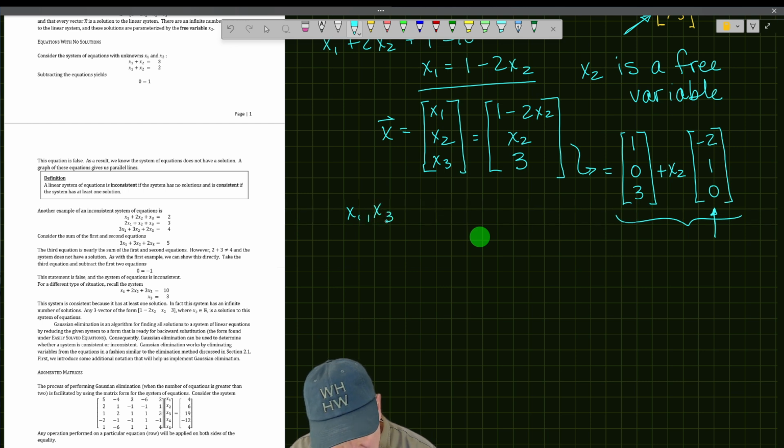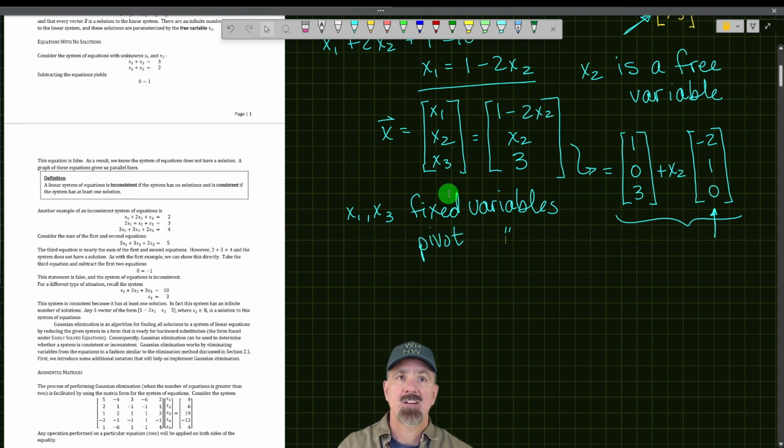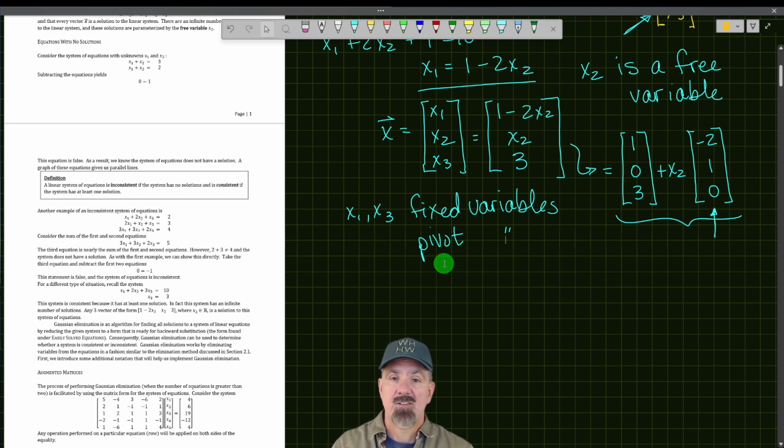x1 and x3 are, in my textbook, called fixed variables. And in Strang's textbook, he calls them pivot variables. They mean the same thing, fixed variables, pivot variables. There are other names for them. These are the variables that once we select values for the free variables, these things are determined. So fixed, pivot, whatever. And the reason that he calls them pivot variables will become clear once we talk about the reduced row echelon form.